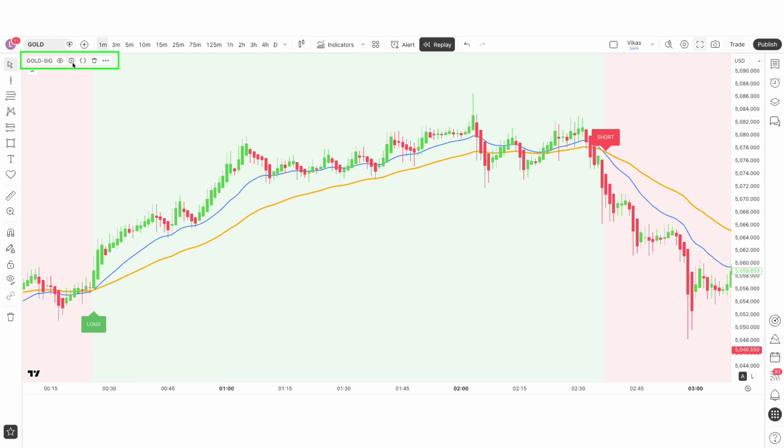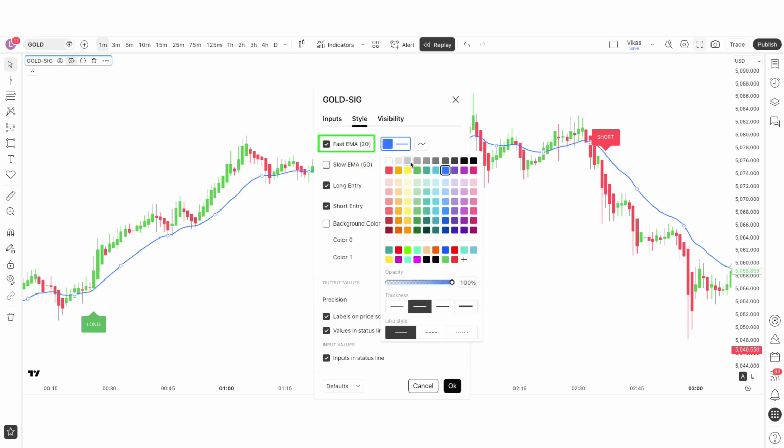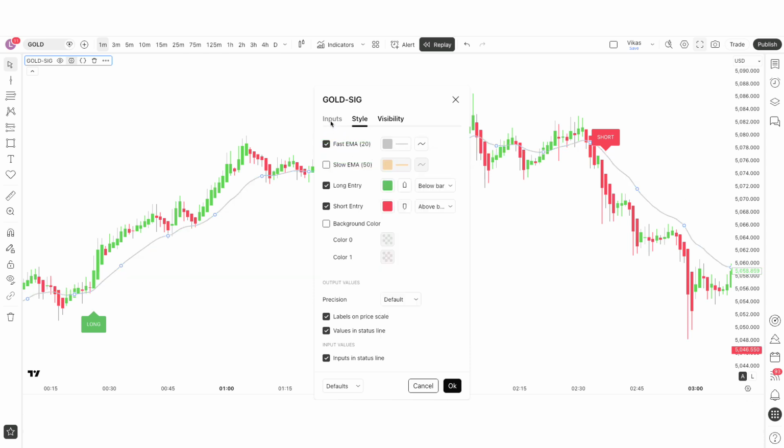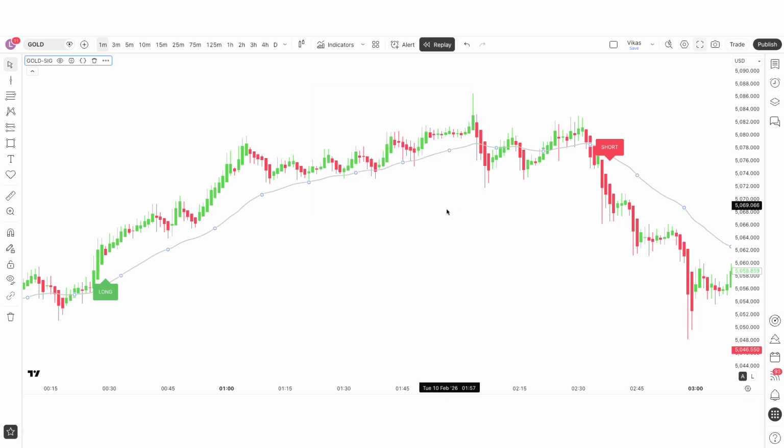Now change the indicator settings for perfect signals. First, we have to keep these options hidden. We change the Fast EMA color from blue to green, after that change the Fast EMA period from 20 to 35. Here, everything is fine after that. Click OK. Now we'll add one more indicator to make this strategy more powerful.